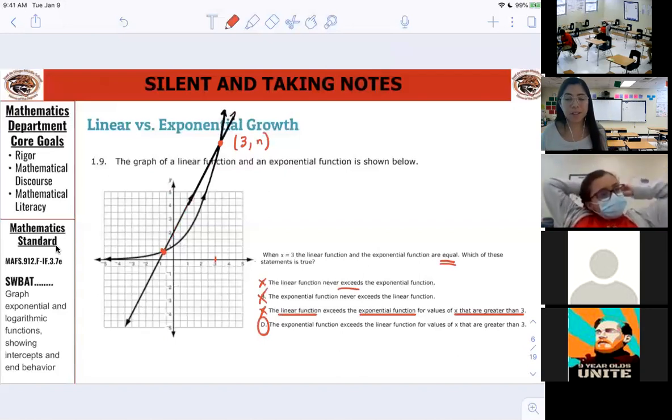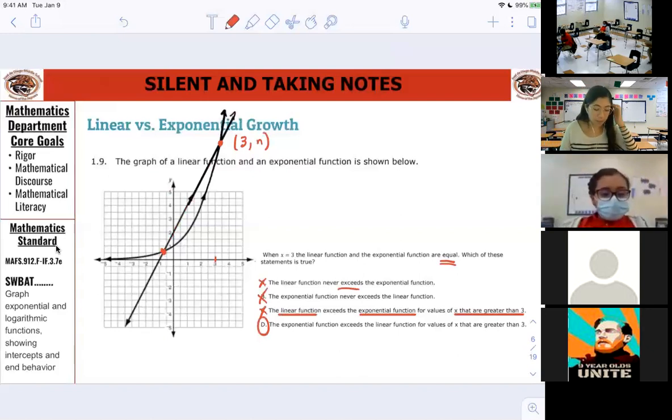Yeah, a lot of the reading. The linear one exceeds it at -1. Yeah, exactly. The linear one exceeds from -1 to +3. But everywhere else, it's the exponential one that wins. Everywhere else, exponential is exceeding. Okay, I understand this one. This one was easy. Good.